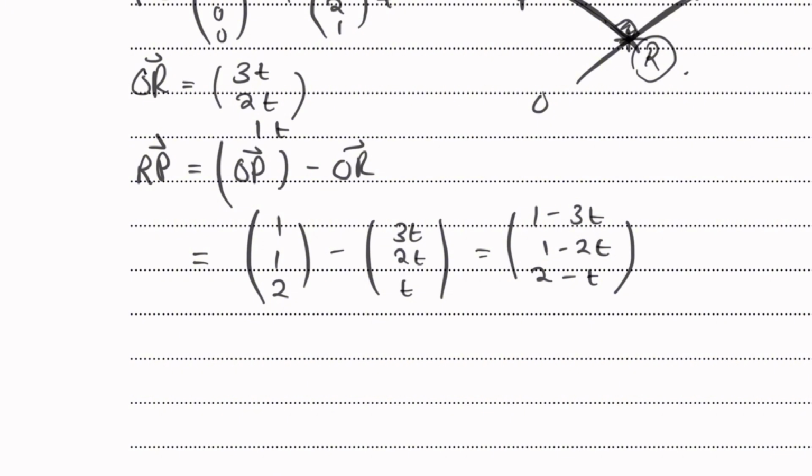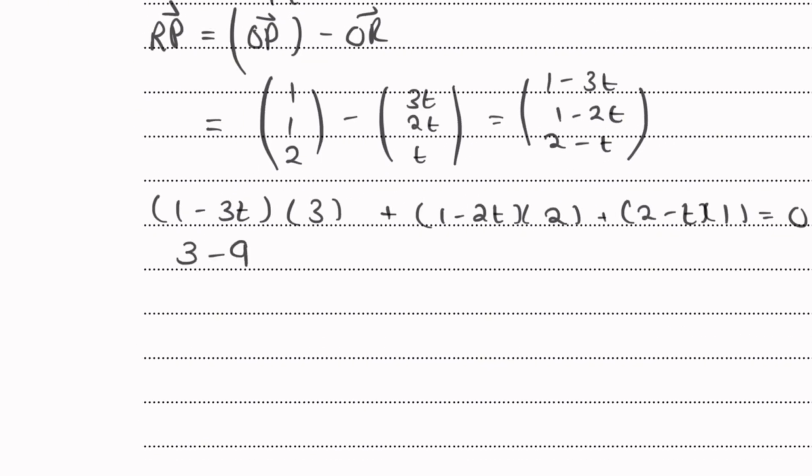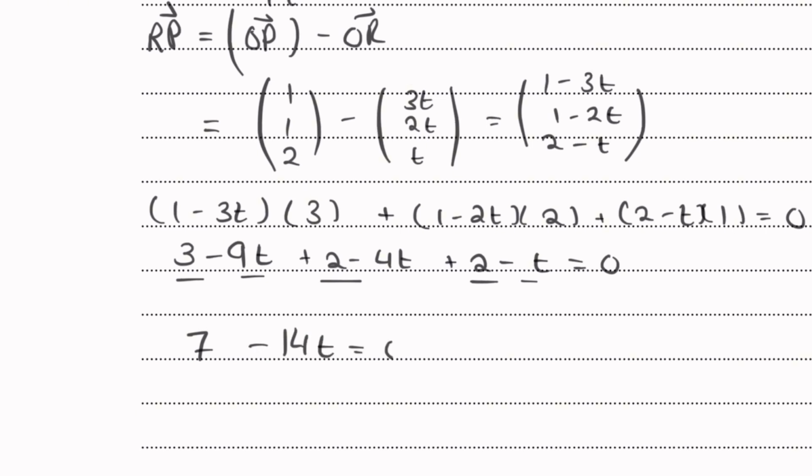Now the dot product between the two is going to equal 0, which means 1 minus 3t times 3 plus 1 minus 2t times 2 plus 2 minus t times 1 equals 0. Find the value of t from here. You get 3 minus 9t plus 2 minus 4t plus 2 minus t equals 0. 3 and 2 and 2 is going to be 7. And then minus 9t, minus 4t, minus t is minus 14t, equals 0. Minus 14t equals minus 7. t will equal 1/2.